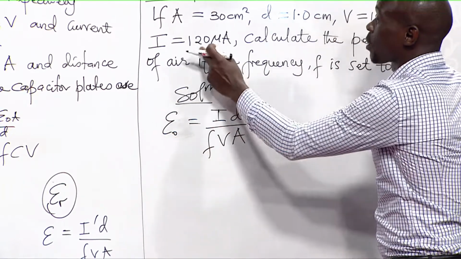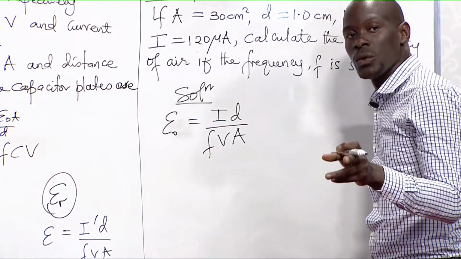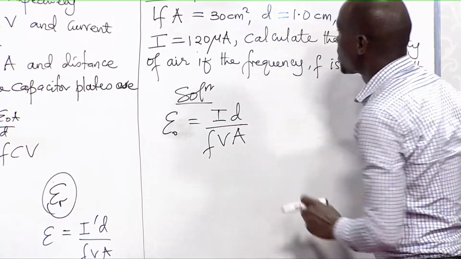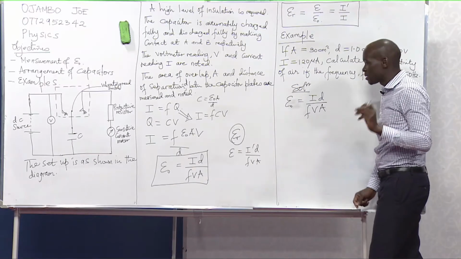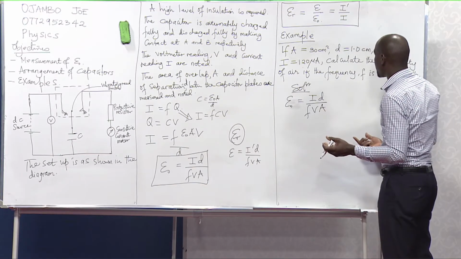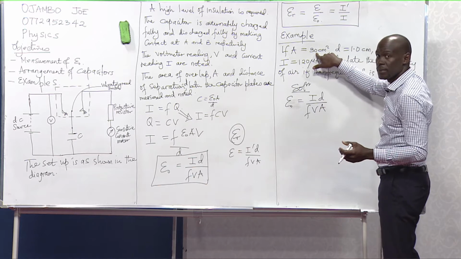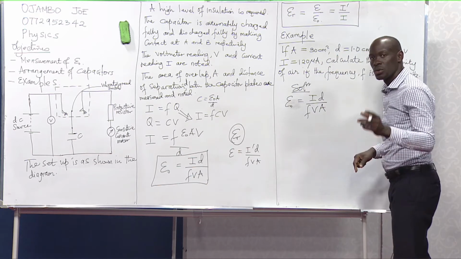So we go ahead and get the other quantities substituted. Our current is in microamperes; we shall change it to amperes. The distance of separation is 1 centimeter; we shall change it to meters. The rest, I think, are okay. And even the area of overlap will be changed to square meters.